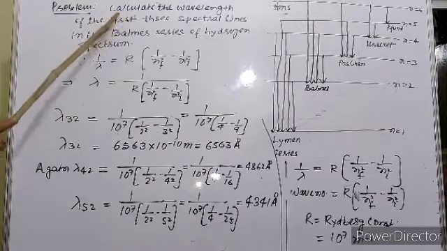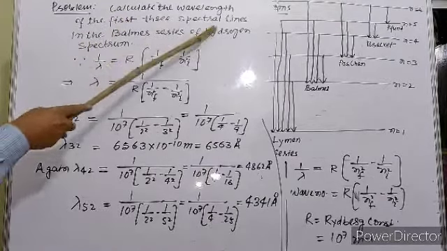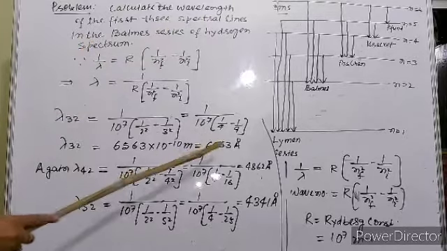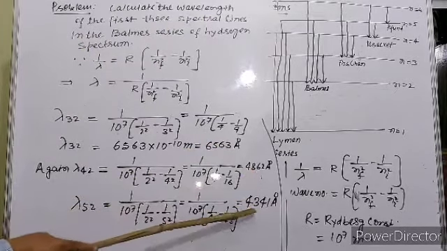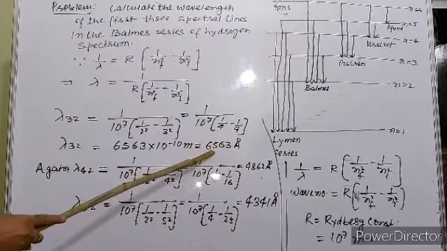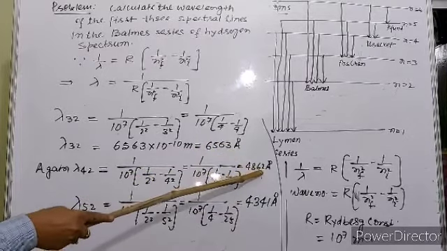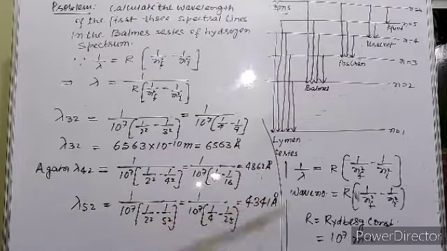So the question is asking to find the first three spectral lines. These are the spectral lines whose wavelengths are 6563 angstrom, 4862 angstrom, and 4341 angstrom. Okay, so these topics will be asked from this chapter. So very few marks.